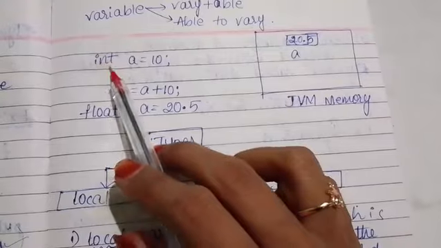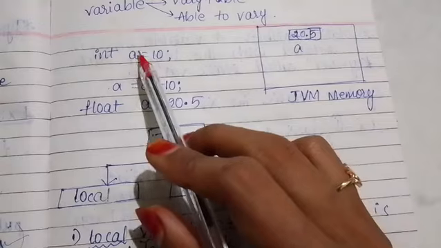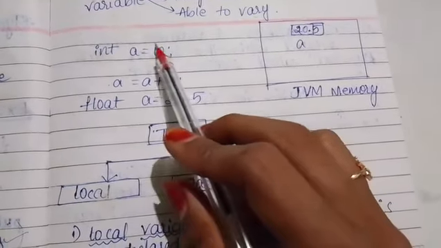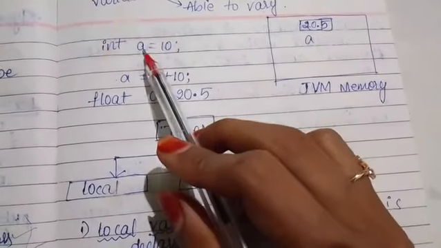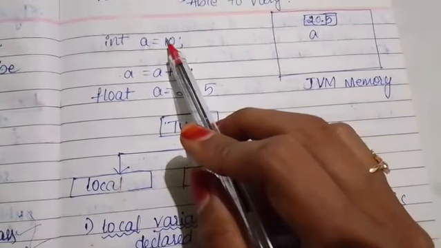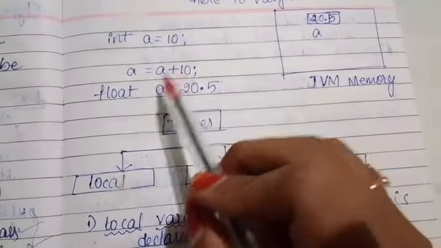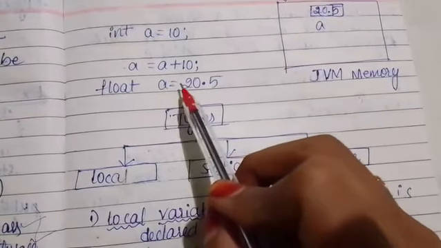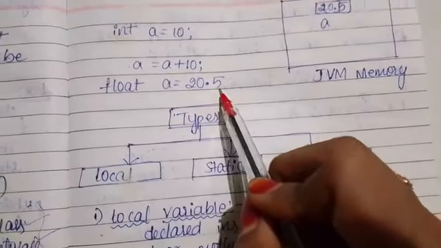For example, int is the data type and A is the variable name that will hold some value. This value is not a fixed value, it can change. That's why this is the variable name equal to value. The value is assigned to the variable. A is equal to A plus 10. Float A is equal to 20.5.